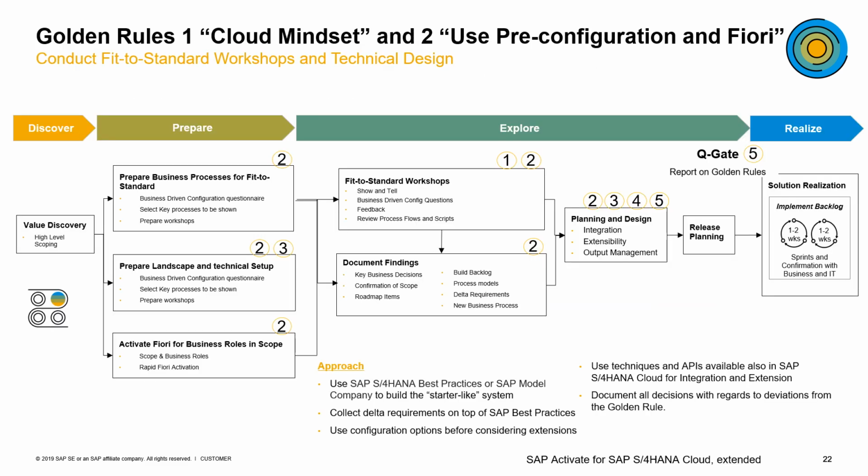Golden rules 1 and 2, cloud mindset and use of pre-configuration and SAP Fiori, go hand in hand. We highly encourage the use of SAP best practices and SAP Fiori to help foster the cloud mindset. Once customers go through discovery, they sign the subscription contract with SAP and then go into the prepare phase. They prepare for the fit to standard.